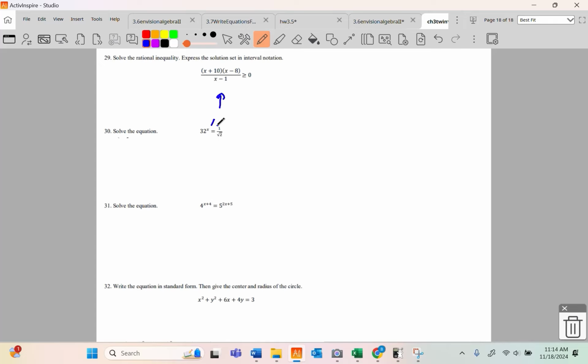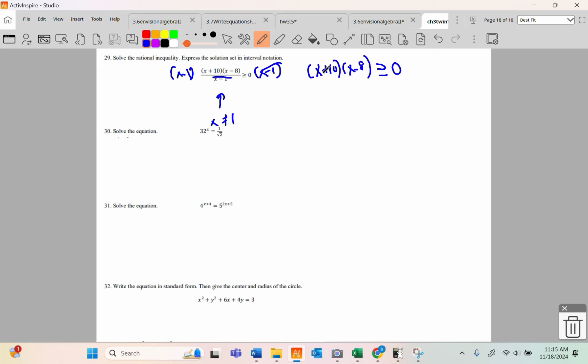If I look at this, this tells me that x is not 1 because you can't divide by 0. That's a big deal. So x can't be 1. I feel like I can get away with what I'm about to do. Then divide x minus 1 out of both sides. 0 times x minus 1 is 0. Cancellation on the left. I have x plus 10 times x minus 8 must be greater than or equal to 0.